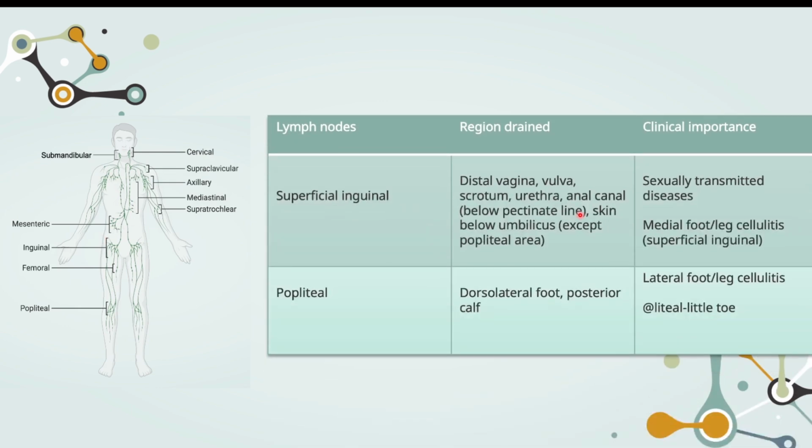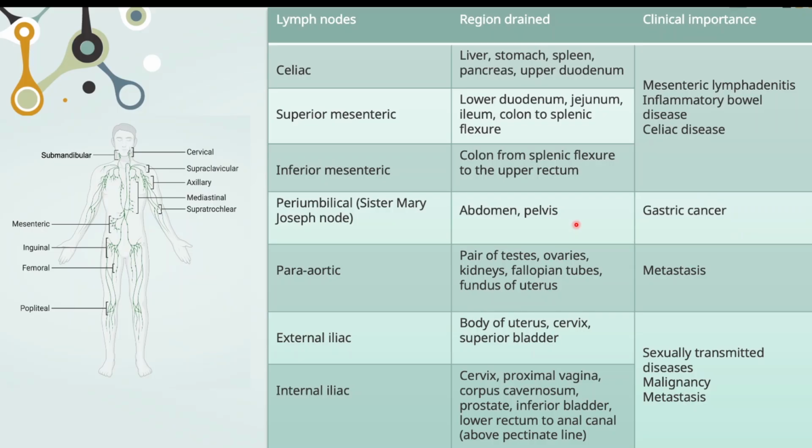Now, another really important point from an exam point of view is the involvement of the anal canal below the pectinate line and above the pectinate line. If there is any disease condition below the pectinate line, it will drain to the superficial inguinal lymph nodes. But if there is involvement above the pectinate line, it will involve the internal iliac nodes. Super high yield from an exam point of view.